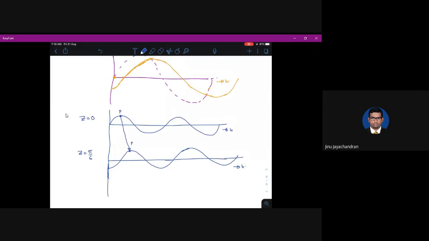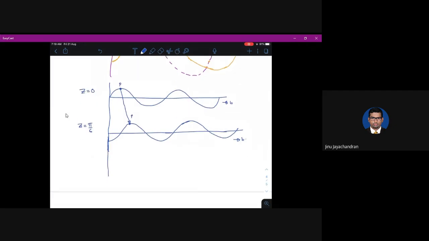Now if you take another set value, the P value would have already shifted to a different place. So the P value might have shifted here. So when you change both time and the position at the same time, let's say this is z equal to pi by 3.